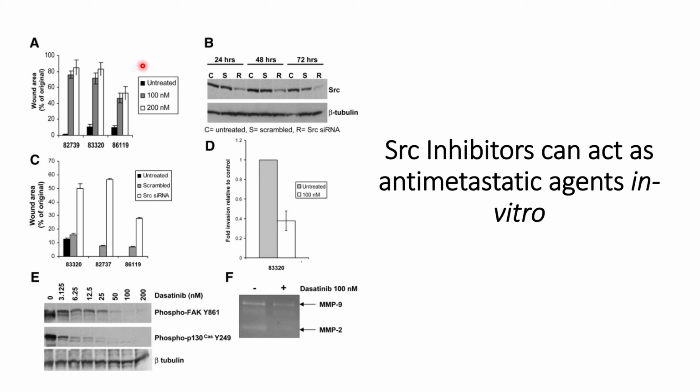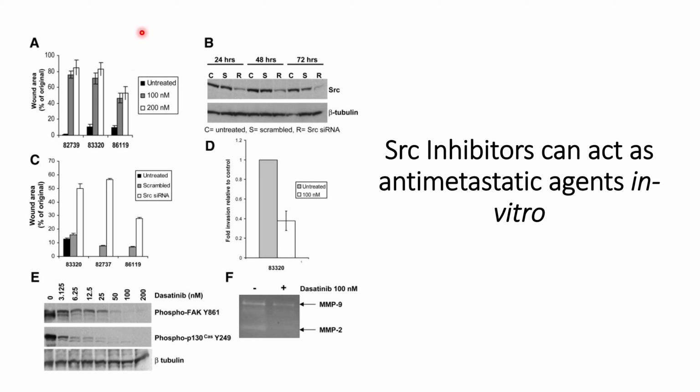Since they see the suppression of migrations, now they wanted to check how the suppression of migrations occurs. From the literature they have the information that dasatinib will suppress or affect the SRC pathways. So they wanted to check whether it is because of this SRC pathway that is causing the reduction in migrations, or whether there are other factors also.